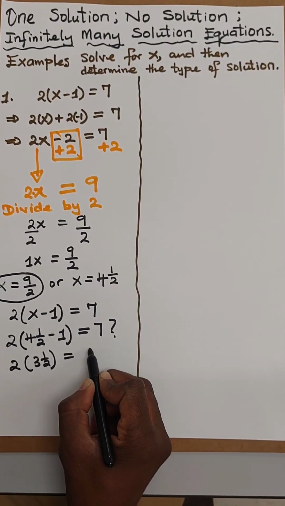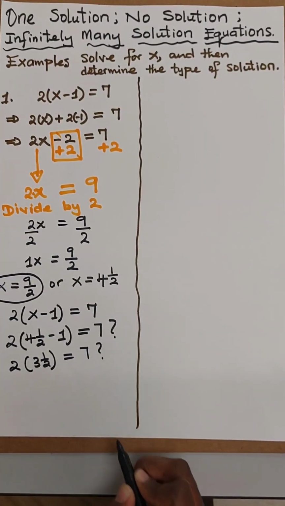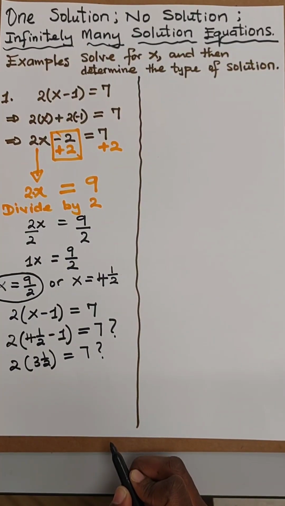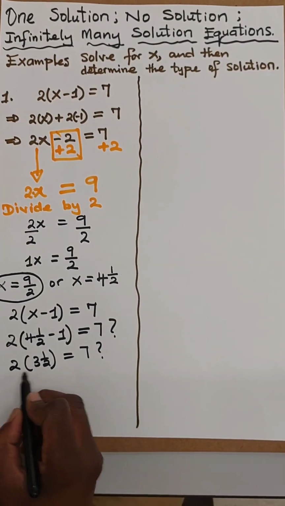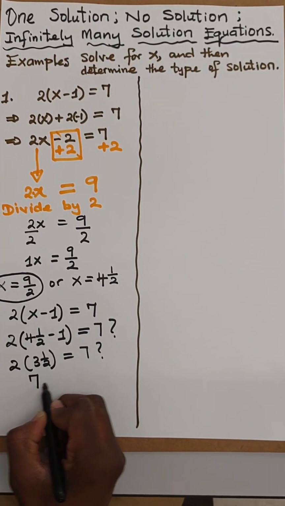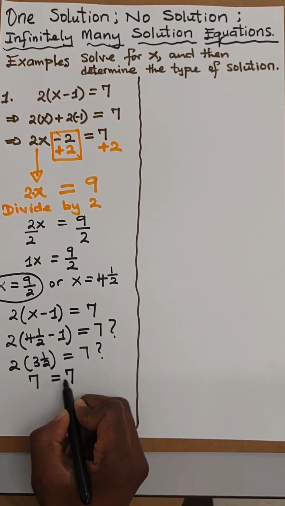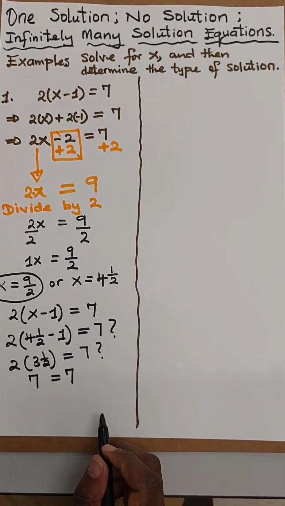Does that equal 7? Okay, we're getting close. 2 times 3 is 6. A half times 2 is 1. 6 plus 1 is 7. So 2 times 3.5 is 7. So 7 is equal to 7. That is the only number that makes that equation true.